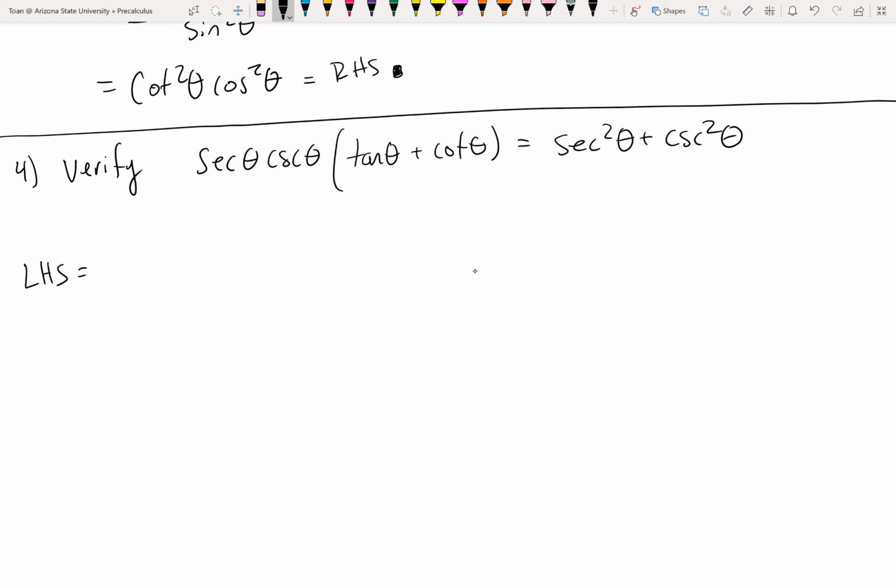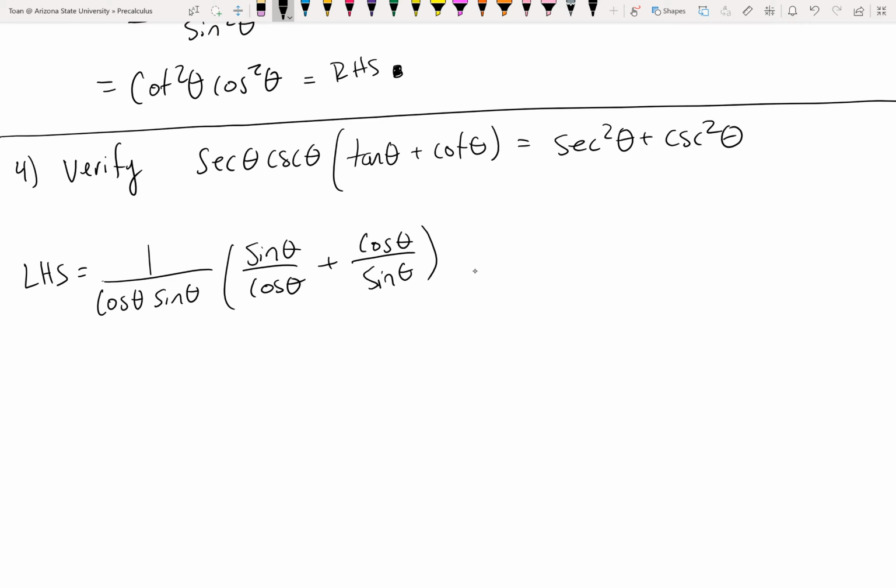So secant and cosecant are the reciprocals of cosine and sine. So that's 1 over sine times cosine. Order doesn't really matter. I guess I should go in order. The reciprocal of secant is cosine. The reciprocal of cosecant is sine. Times tangent is sine over cosine. Plus cotangent is cosine over sine.